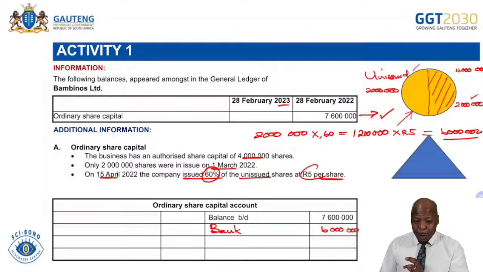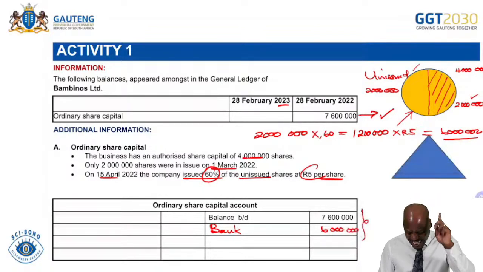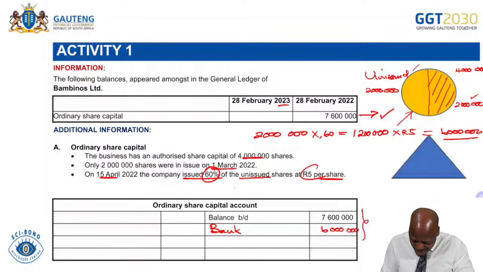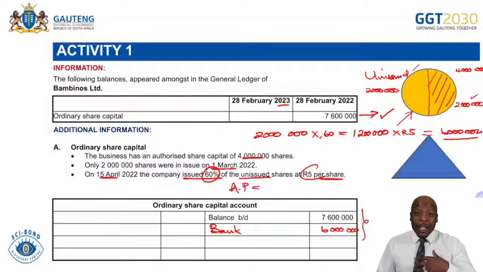But even before I go to the next slide, you have to understand that once you issue new shares, you automatically calculate what is known as average price. Someone say average price. Yes, you calculate what is known as average price, your AP, your average price. Now, how do you calculate your average price? You now say your share capital, which is how much in this case?